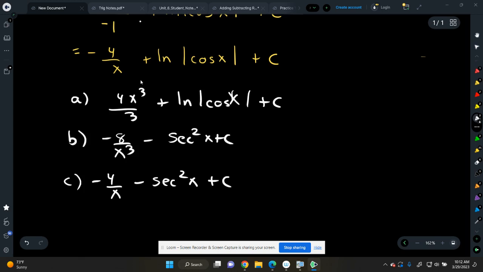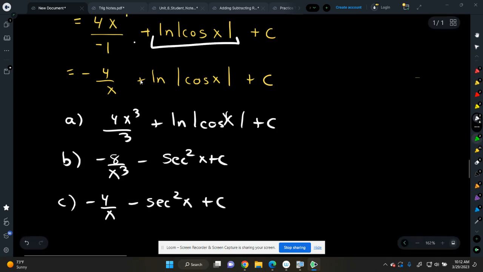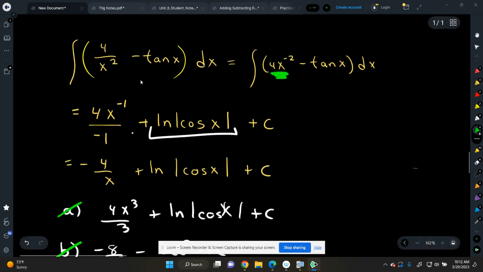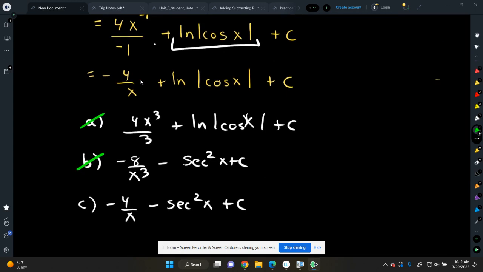Let me show you that we could have gotten the correct answer on this without knowing the integral of the natural log of cosine x, okay? Look, first off, we can eliminate choice A and B because we definitely know how to integrate 4x to the negative 2. So we eliminate choice A and B, leaving us with choice C or D.